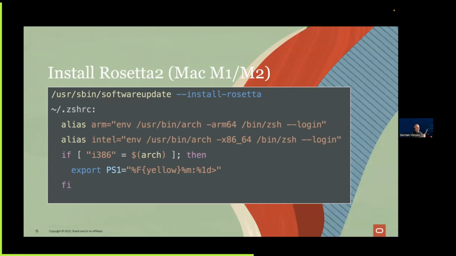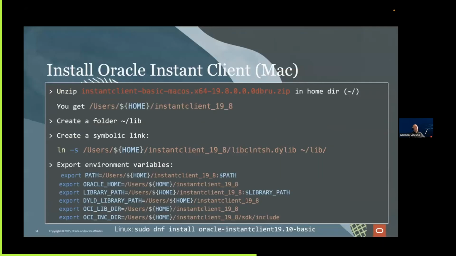Now I created this export on PS1 because I want the prompt to turn yellow when I'm running on Intel, okay? So every time I'm running on Intel, I want to see yellow because I don't want to mix things. I want to completely understand that I'm basically in Intel form, okay? And we'll see that. All right.